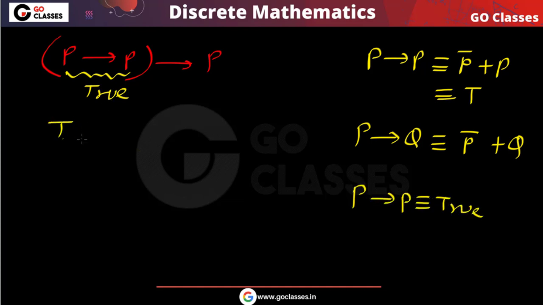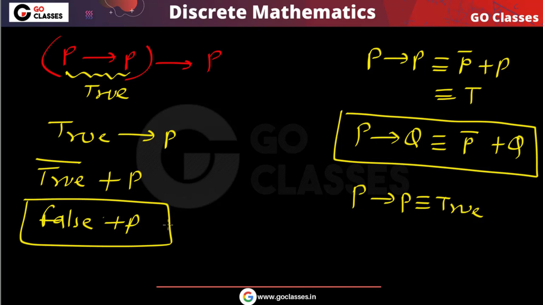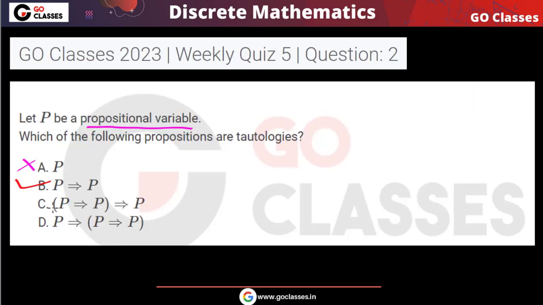Now what is true implies P? I can again use P implies Q is P bar or Q. So this is true bar or P. What is true bar? That is false. So false or P. What is false or P? That is equivalent to P. So option C is simply equivalent to P, and this is also not a tautology.